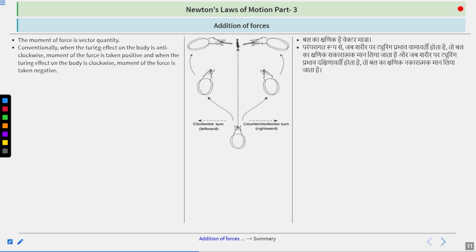Conventionally, when the turning effect on the body is anti-clockwise, the moment of force is taken positive. When the turning effect on the body is clockwise, moment of force is taken negative. So basically, in order to understand this particular thing, we have to first understand what is the clockwise direction, what is the anti-clockwise direction.